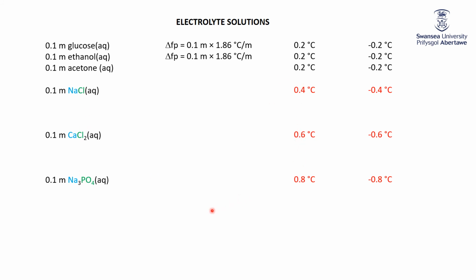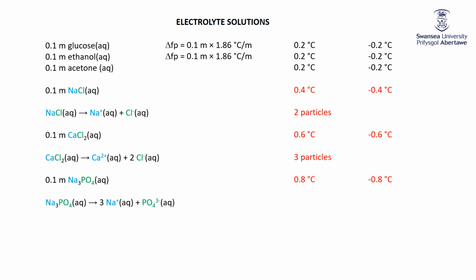And the answer is because, remember, the particles get in the way. Ionic substances dissociate. So sodium chloride dissociates into sodium plus and chloride. So there's two particles. Each particle effectively changes by 0.2, so the whole thing changes by 0.4. Calcium chloride, you've got three particles. Each particle changes by 0.2, so therefore a 0.6 change. And then sodium phosphate, you've got four particles, a change of 0.8.